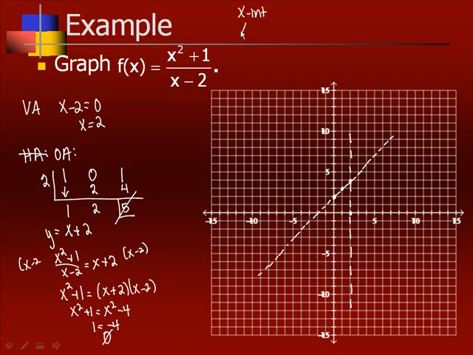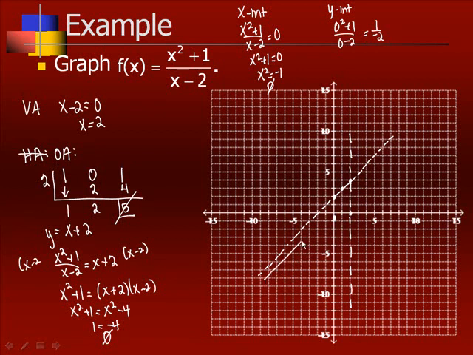Well, to find the x-intercept, we set our function equal to 0, which would give us x squared plus 1 equals 0. That has no solution because x squared equals negative 1, so that means it doesn't cross the x-axis. The y-intercept, we're going to let x be 0, so we get 0 squared plus 1 over 0 minus 2, which is negative 1/2. So the y-intercept would be negative 1/2.